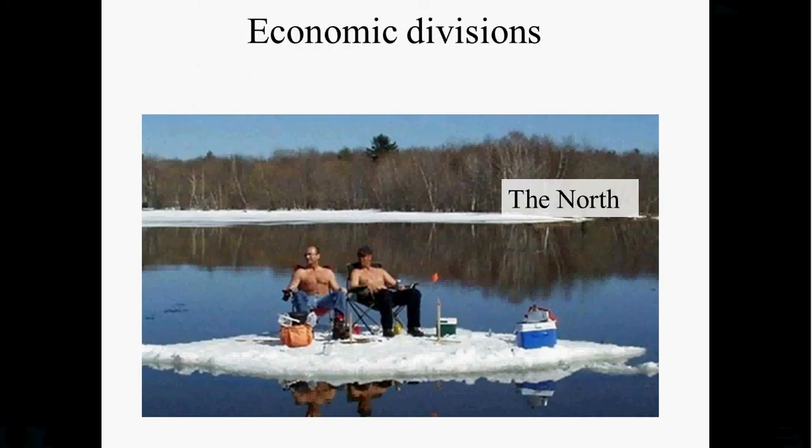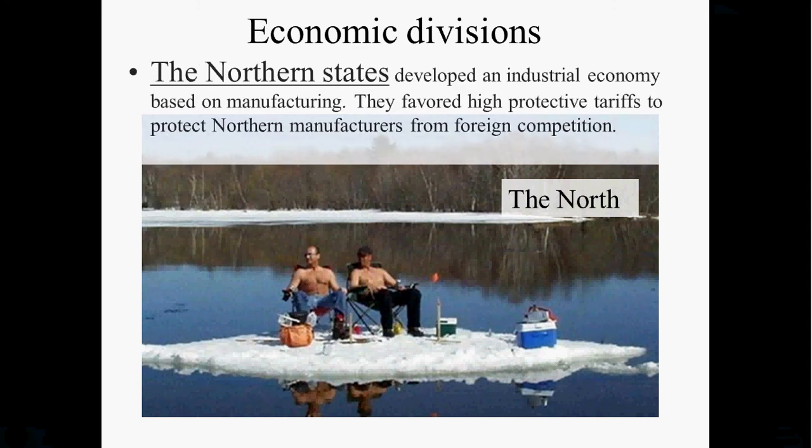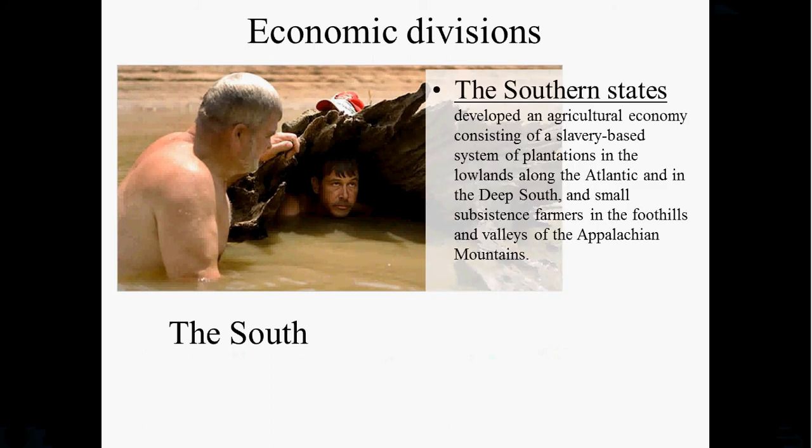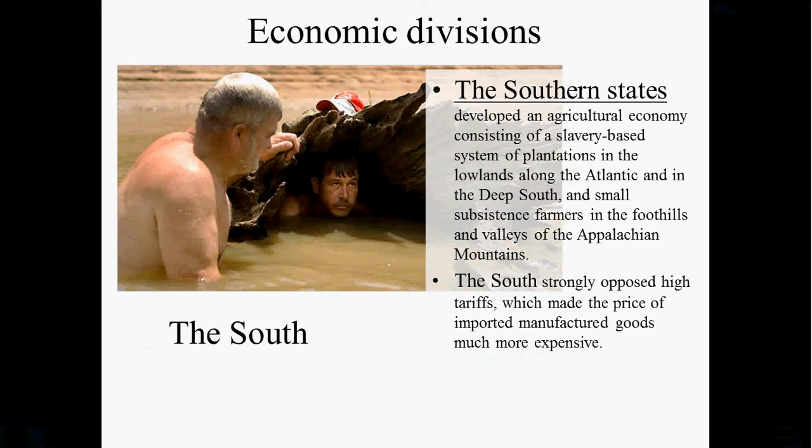All right, so there's the North, and that's what the North looks like. They developed an industrial economy based on manufacturing, favored high protective tariffs to protect northern manufacturers from foreign competition. That's part of your answer, industrial economy, manufacturing. The South looks like this, and that's pretty accurate too. And what they have, agricultural economy with slave-based system of plantations, there's part of your answer, in the lowlands along the Atlantic and in the deep south, and small subsistence farmers in the foothills and valleys of the Appalachian Mountains. That should sound familiar. The South strongly opposed high tariffs, which made the price of imported manufacturing goods much more expensive. So that's another issue.